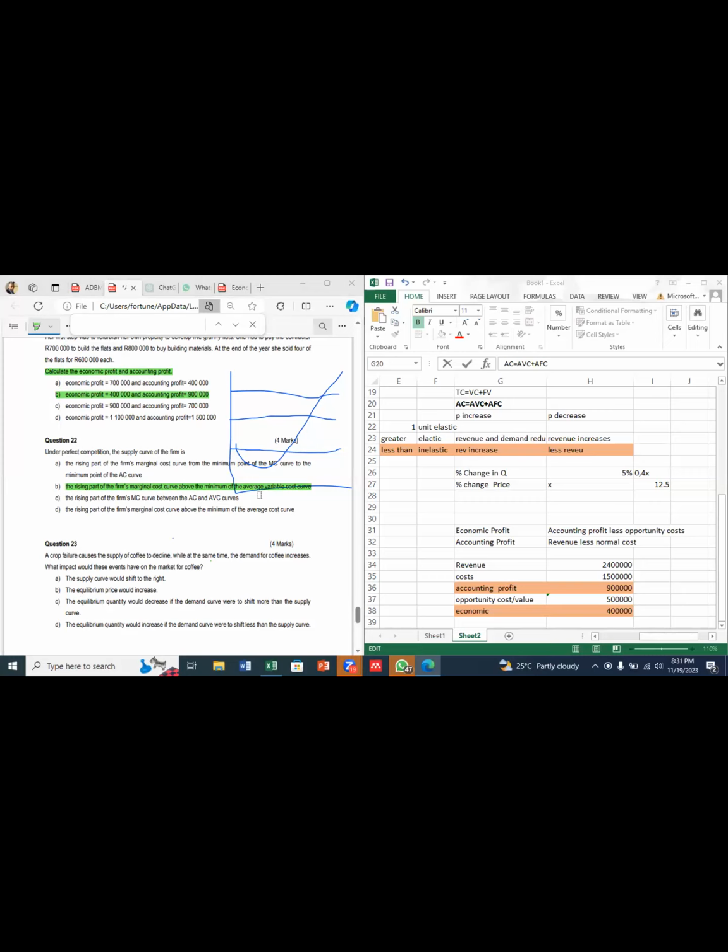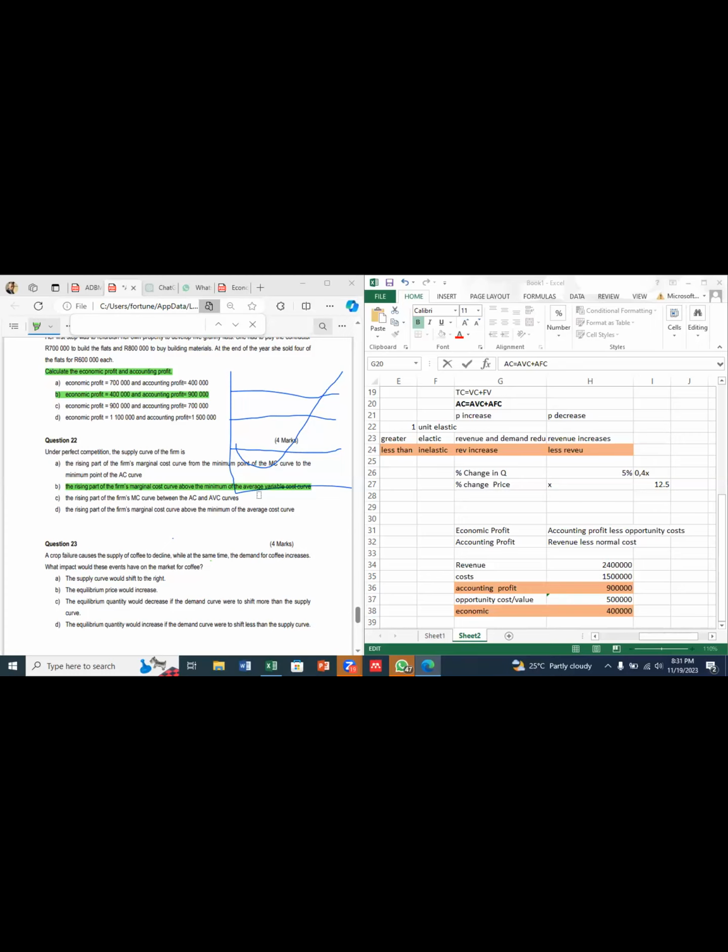Do you all see that B is the correct one? Oh, yes. Yeah. Now I was reading it. Now I can see it. Okay. Thanks for that. All right. So we move on to question 23.